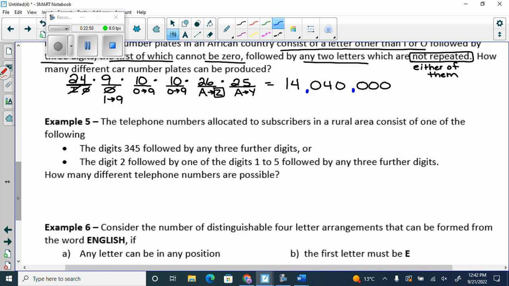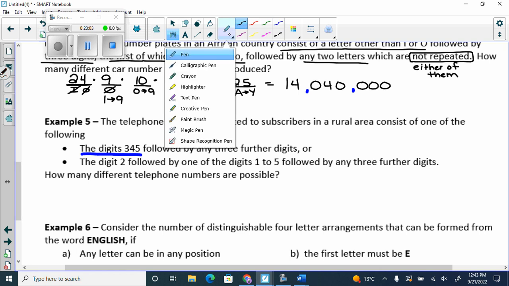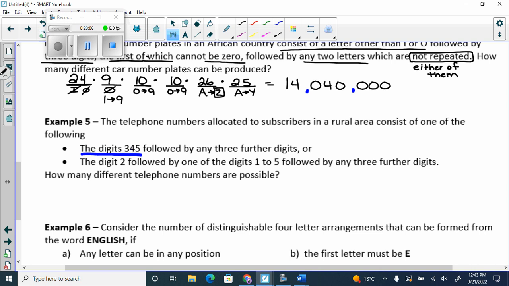We have the digits 3, 4, 5. What does that mean? That means we have the digits 3, 4, 5. We're listing them underneath. We always list the options underneath. Ready? We have the digit 3, 4, 5, followed by any 3 further digits. Digit, digit, digit. What can they be? 0 to 9. Because there was nothing on them about restrictions.